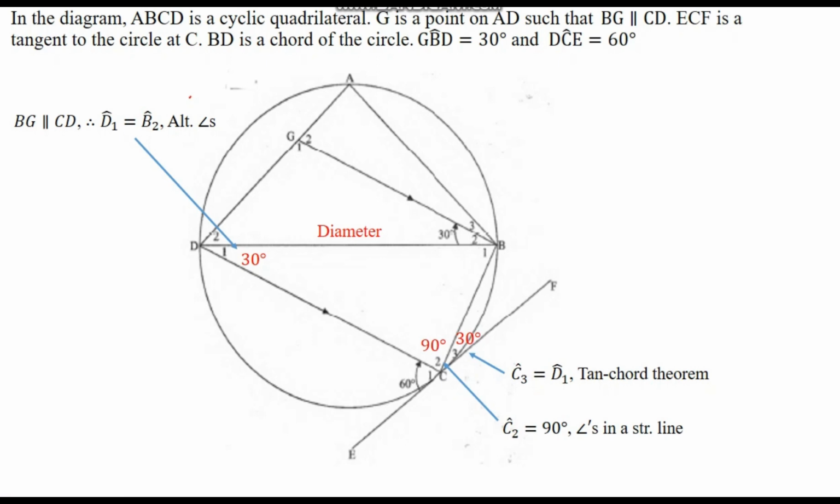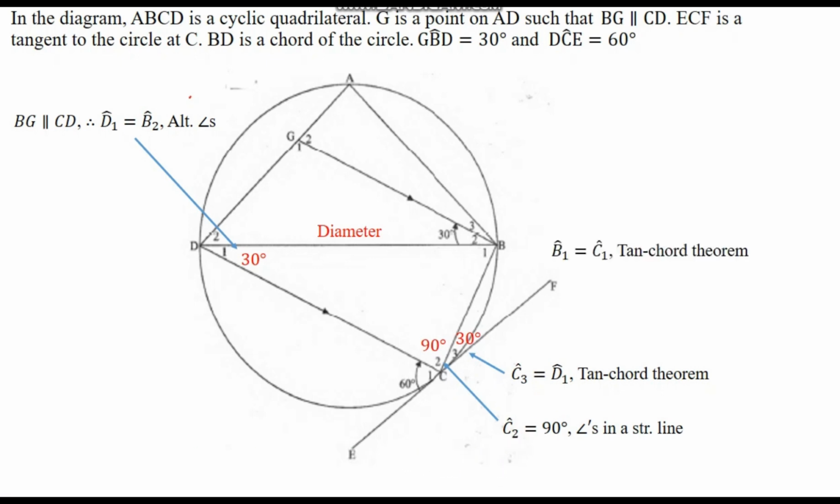Now looking at BD, you have an arc there which subtends angle C2. The angle that is subtended by this particular arc is 90 degrees. It makes this arc a semicircle, and it makes this chord a special chord, which we may say is a diameter, because it subtends an angle of 90 degrees on the circle.